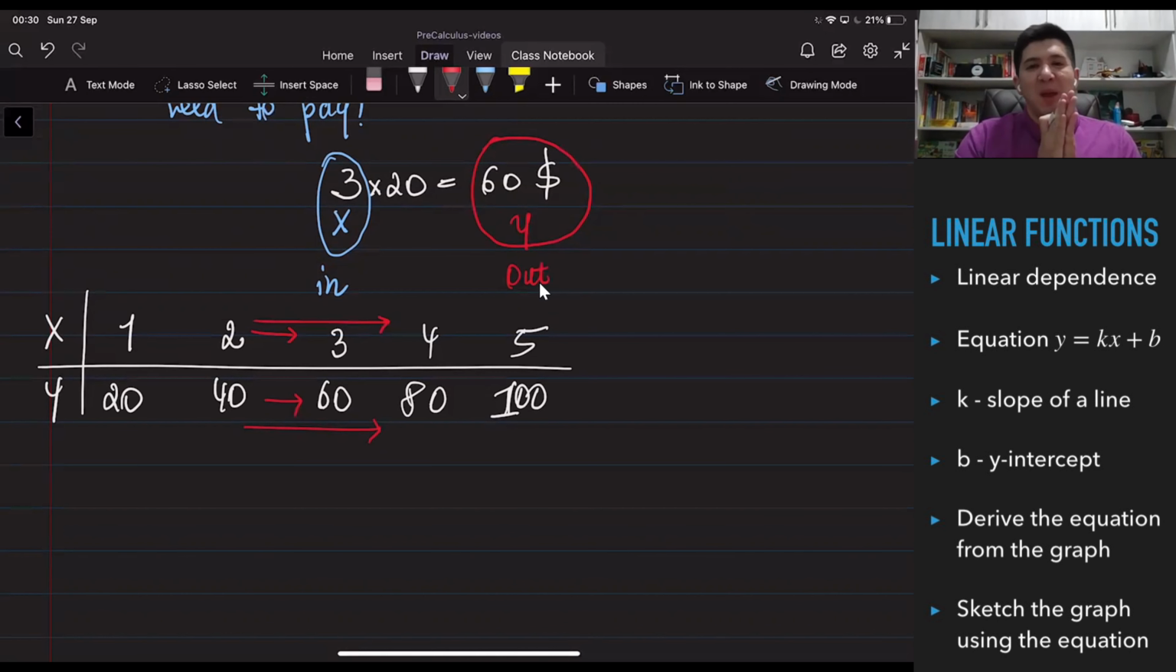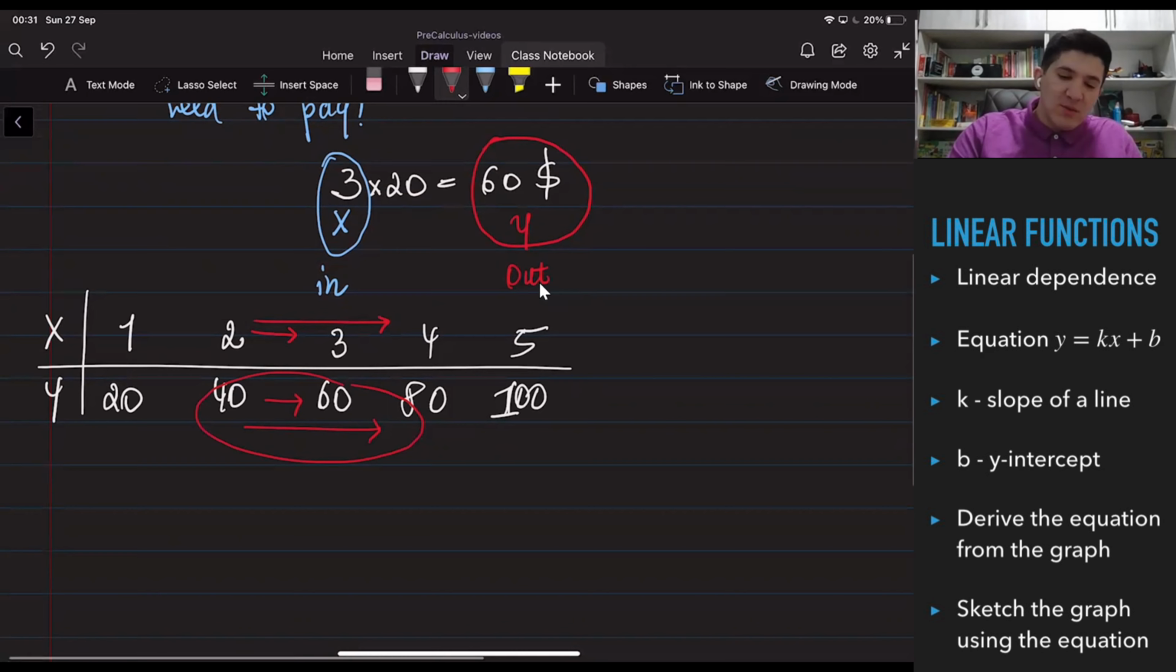If I change the x a little bit, then the y is also going to change by some factor, in this case by the factor of 20. And if I change the x a little bit more, then the y is also going to change a little bit more. So the changes are proportional. Here, the change in the x changes the output by the factor of 20, where 20 is a constant.